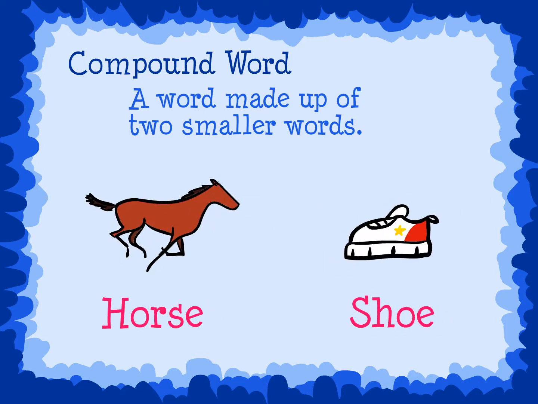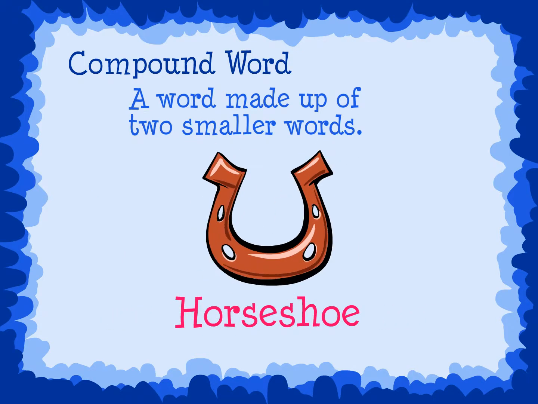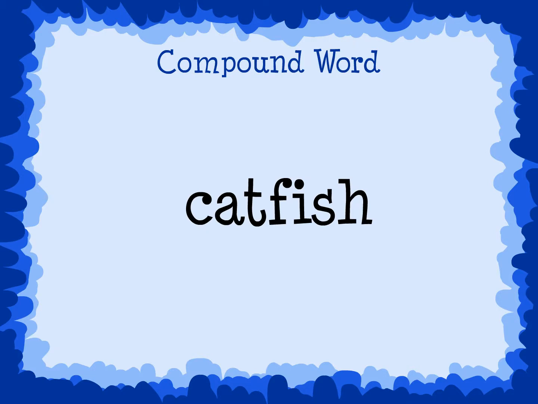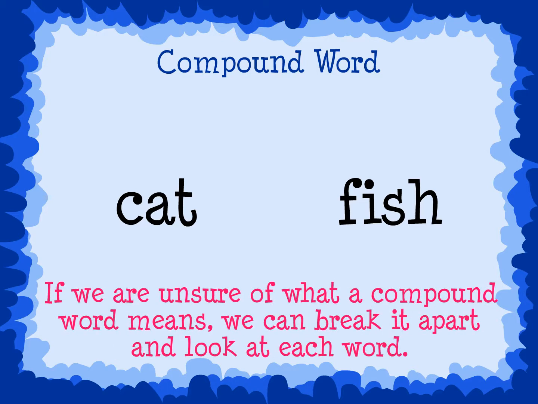Horse and shoe. When we put horse and shoe together, we get horseshoe. Horseshoe is a compound word. The definition of a compound word can sometimes be found by looking at the two words that make it up separately. If we are unsure of what a compound word means, we can break it apart and look at each word.